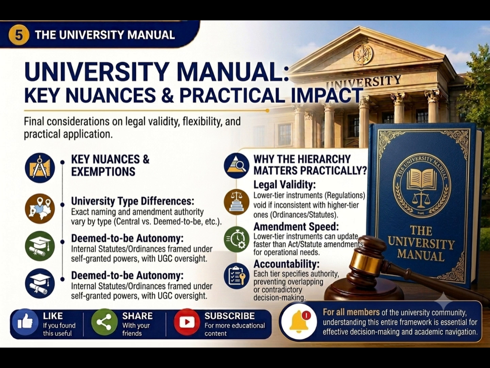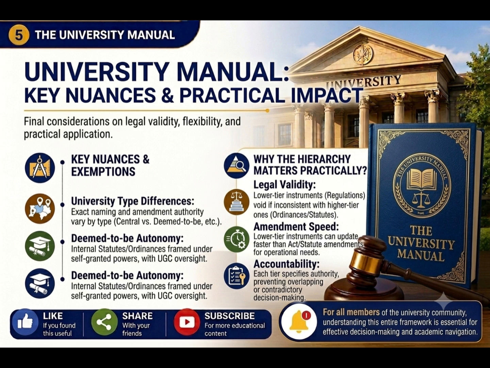The exact naming and amendment authority varies by university type and by the specific Act or enabling instrument. For deemed-to-be universities, the internal statutes and ordinances are typically framed by the university itself under powers granted through its deemed university notification. Subject to UGC oversight, this differs somewhat from central or state university structures, where legislative bodies retain more direct control over statutes. Why the hierarchy matters practically.